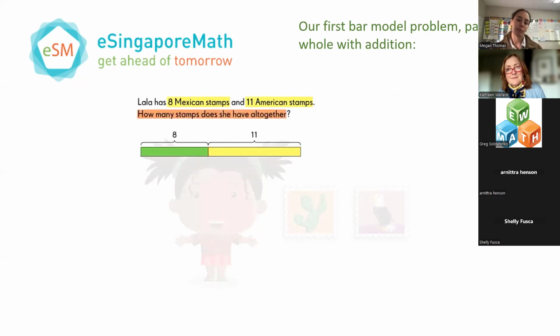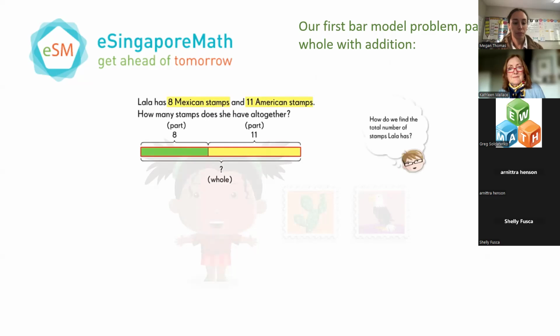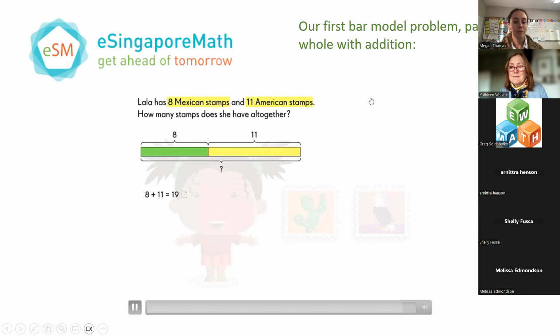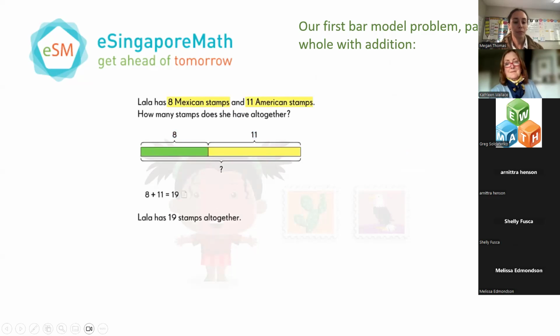We want to find the total number of stamps. We have drawn a part-whole model. This part and this part make up the whole. How do we find the total number of stamps Lala has? We add these together. We get 19. So Lala has 19 stamps altogether.